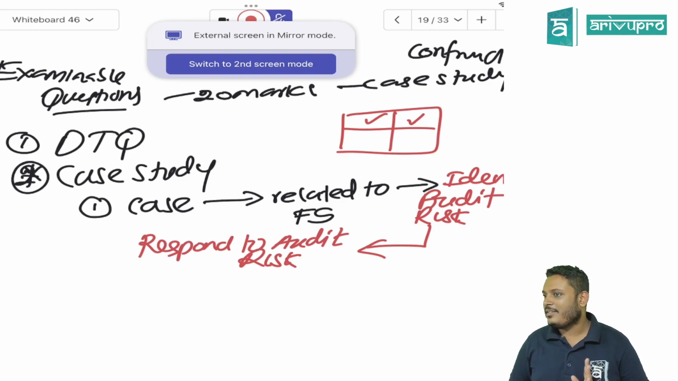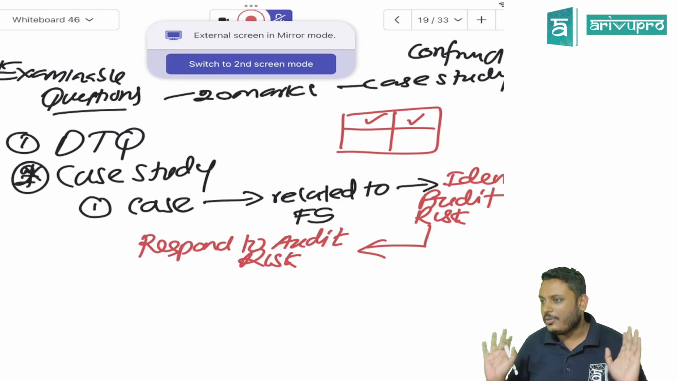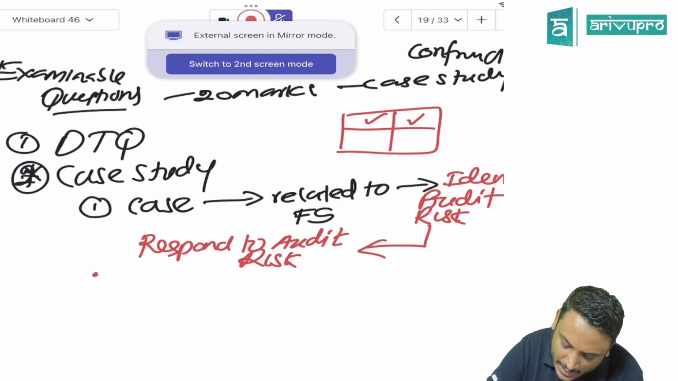Okay, you need to type the answer. So when you are practicing, always put it in a table and type. Don't write lengthy paragraphs. That is wrong. Clear? Second type of question.